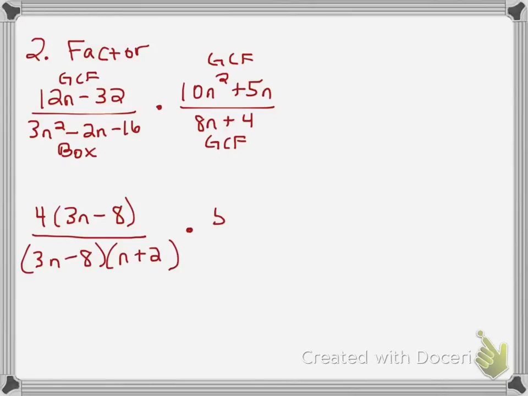Now we're going to go to the other fraction. We're going to multiply by that top numerator and denominator. We're going to factor a GCF from the numerator, and the numerator GCF is 5n, so you're left with 2n plus 1. And then the GCF for the denominator is 4, and we factor that as 2n plus 1. So this is where we're at right now. We did our factoring.